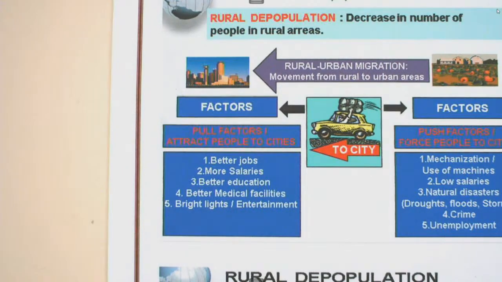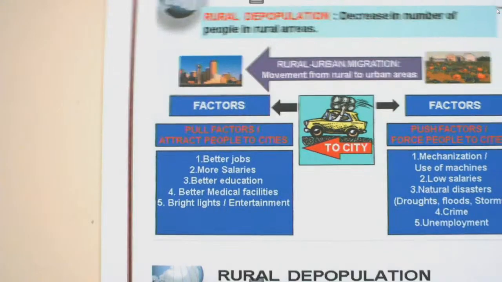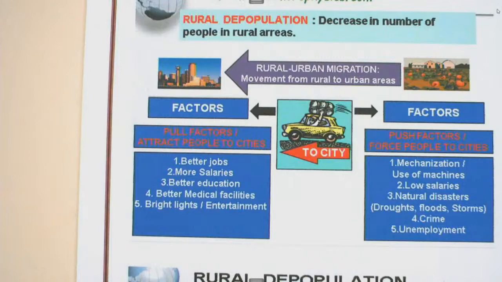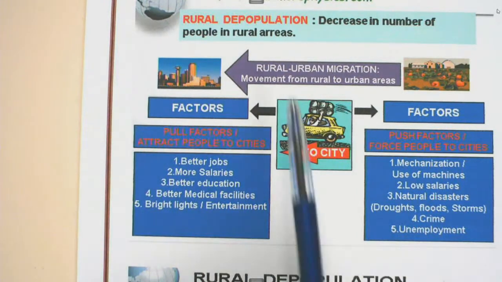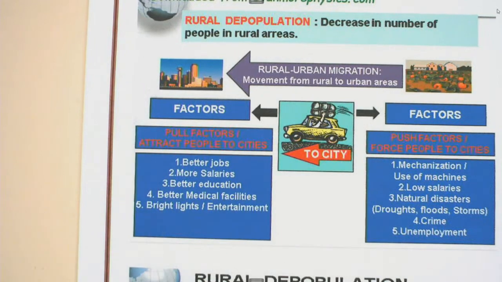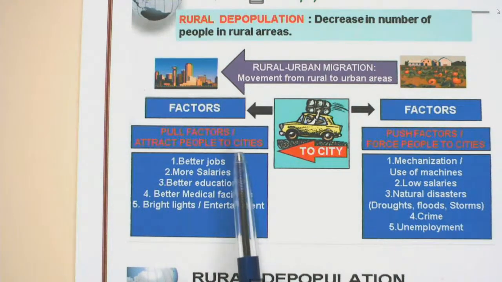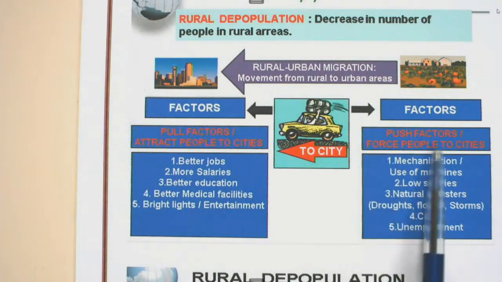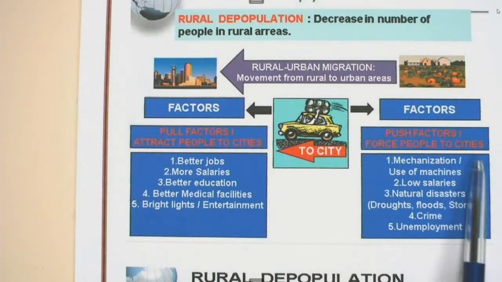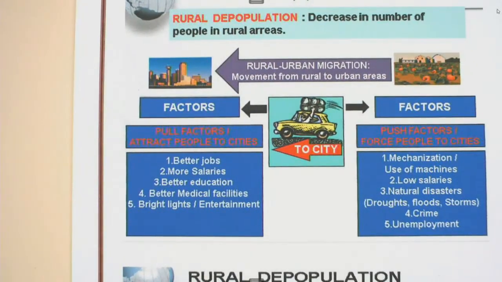Rural areas will be depopulated and urban areas will be urbanized. So now let us look at the factors that lead to rural-urban migration. Firstly, we have the pull factors, those that attract people to the cities. And we have the push factors, those that force people to move out of the rural areas.